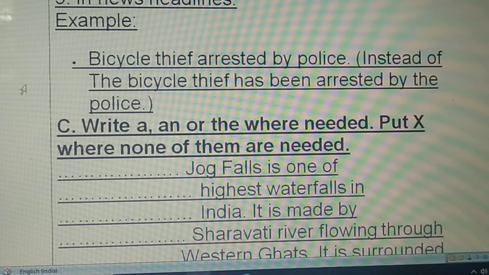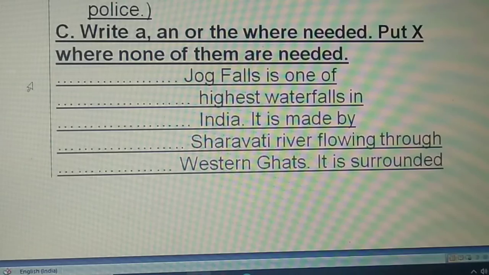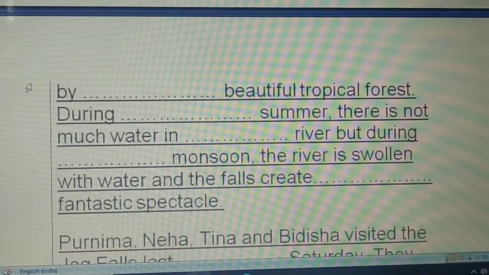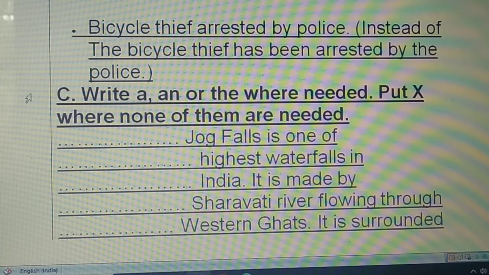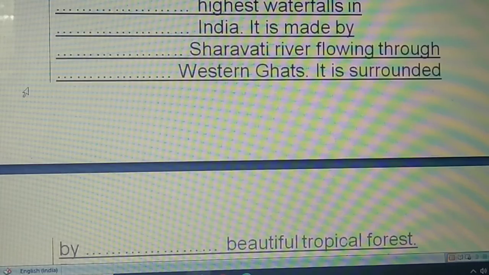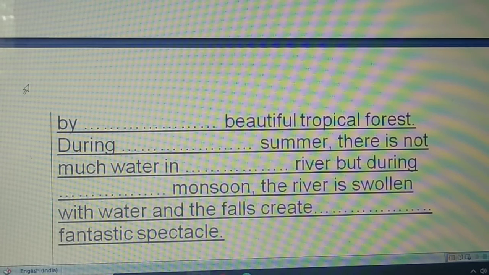Write a, an, or the where needed. Put X if none is needed. So, okay, I'll go slow. So that's a question. I'll go slow, children. Read. No doubt. Are you reading? Okay. We move on to the next. I hope you are going through carefully, children.